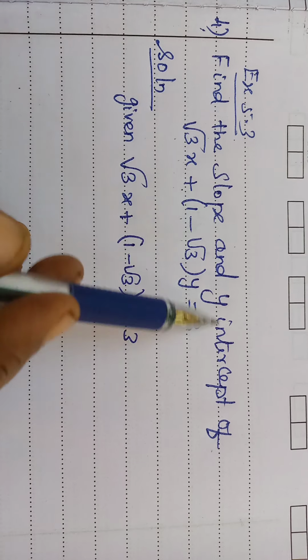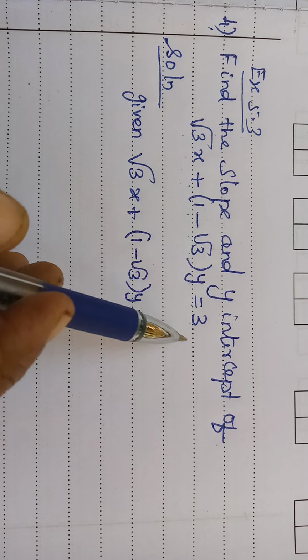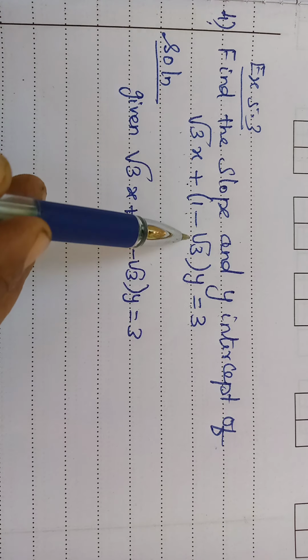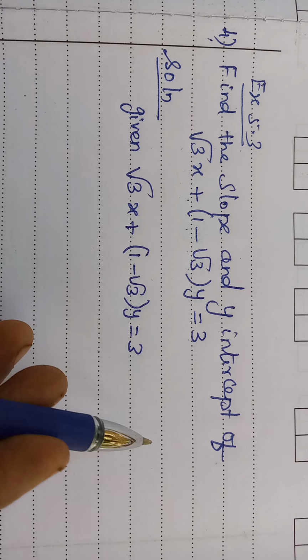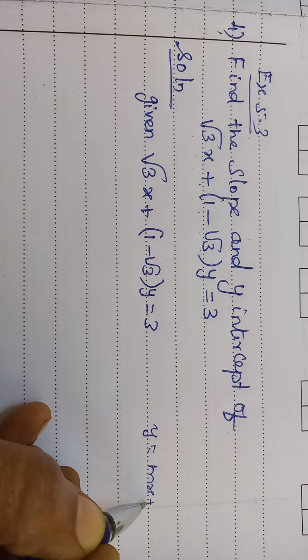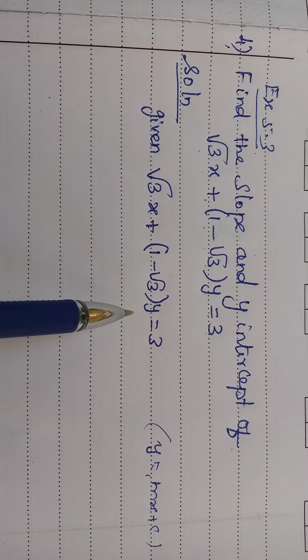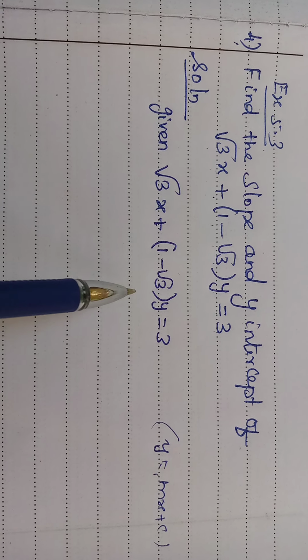Okay, slope and y-intercept means at once we have to recall the formula. So what is the slope intercept form? We know that y is equal to mx plus c. So we have to rearrange the given equation in y is equal to mx plus c form.